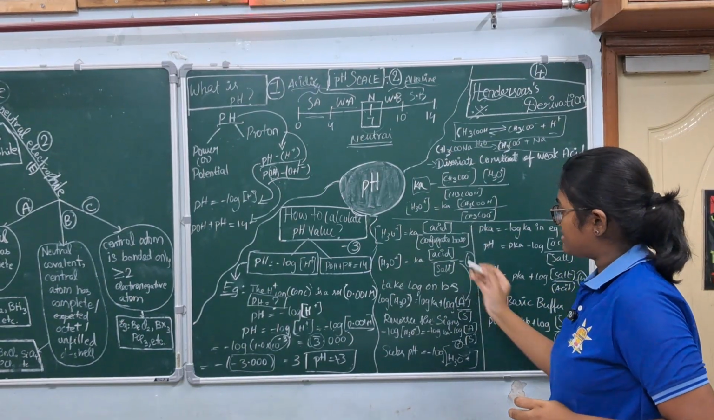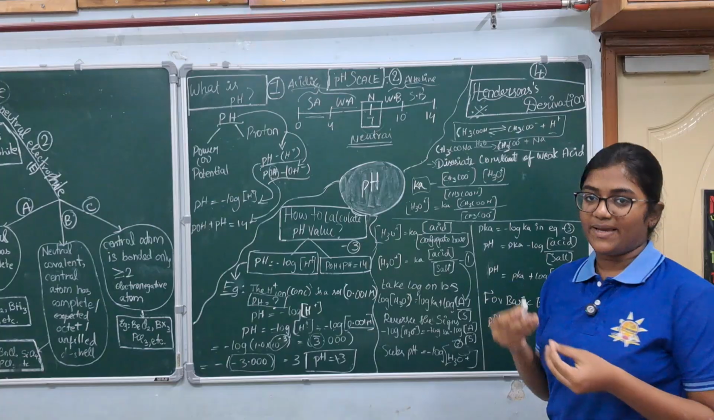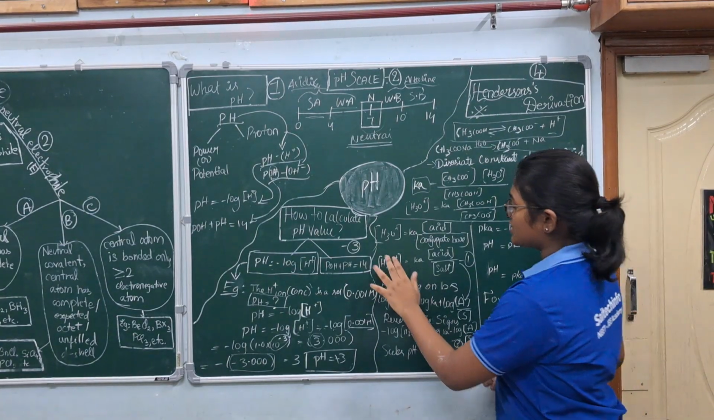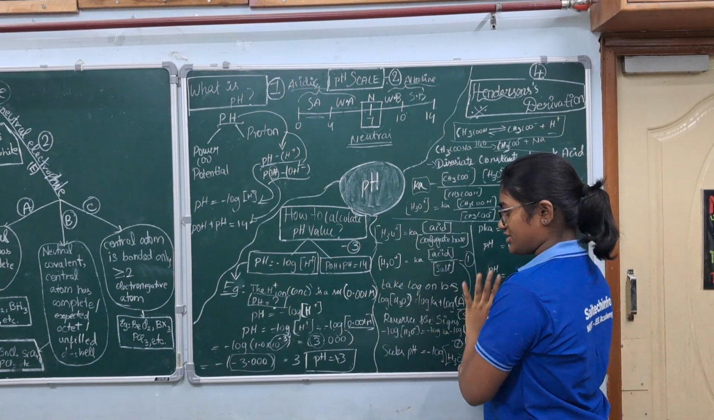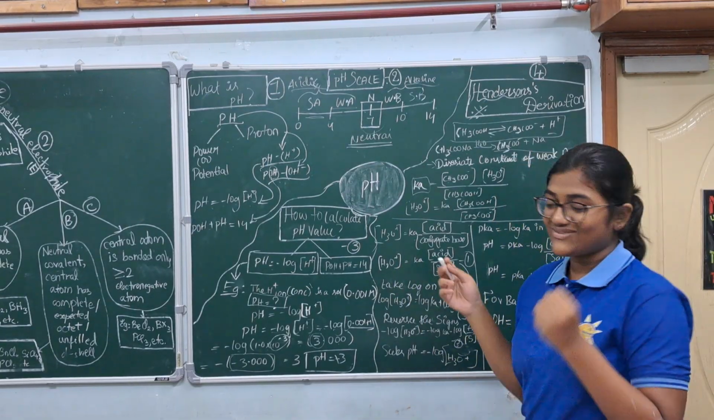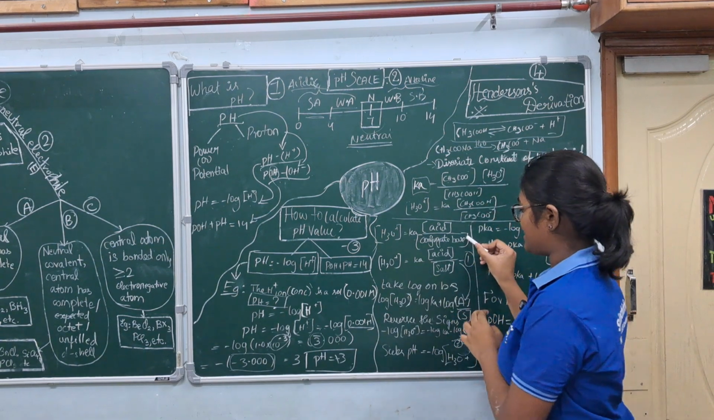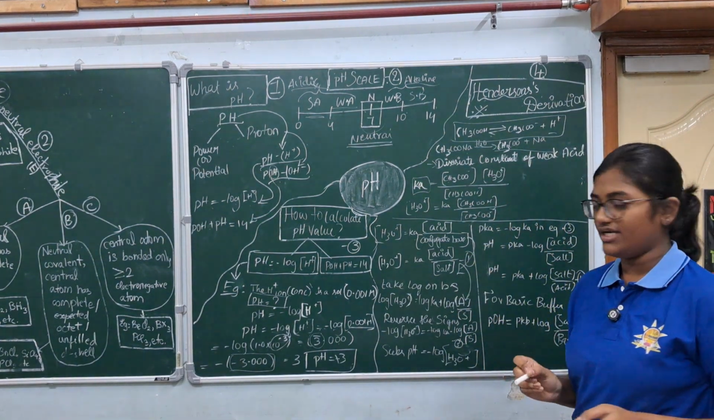This is the next step from here. This is the acid, and this is the conjugate base, which is nothing but the salt. So H3O plus is equal to Ka times acid by salt. As I said, the conjugate base is nothing but the salt.